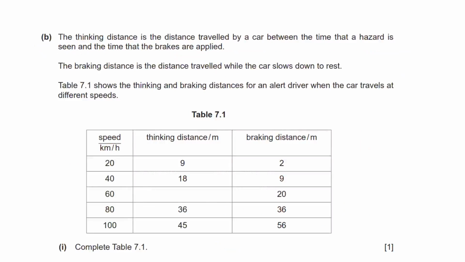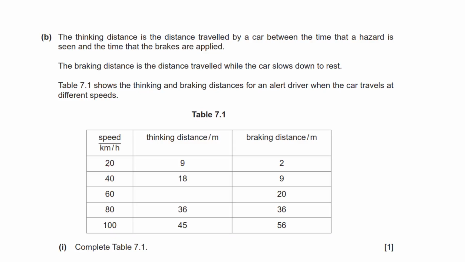Okay, moving ahead, part B of this question, question 7. It says the thinking distance is the distance traveled by a car between the time that a hazard is seen and the time that the brakes are applied. The braking distance is the distance traveled while the car slows down to rest. The table shown below shows the thinking and braking distance of an alert driver when the car travels at different speeds. First, we have to complete the table.